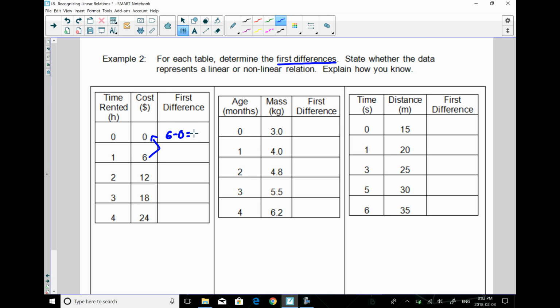6 minus 0 is 6, 12 minus 6 is 6, 18 minus 12 is 6, 24 minus 18 is 6. So if you look at these, they're all 6. That means it's linear because the first differences are the same.